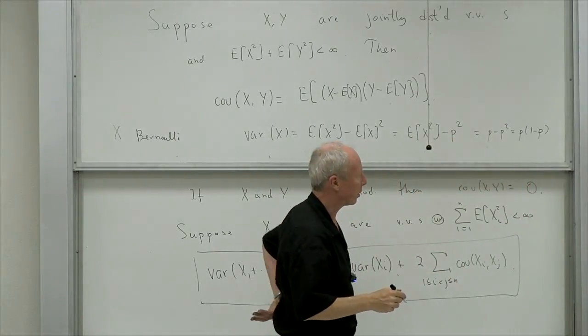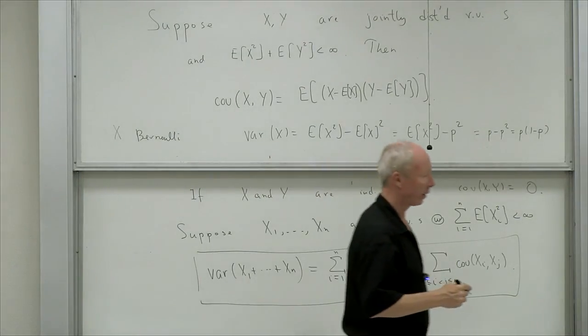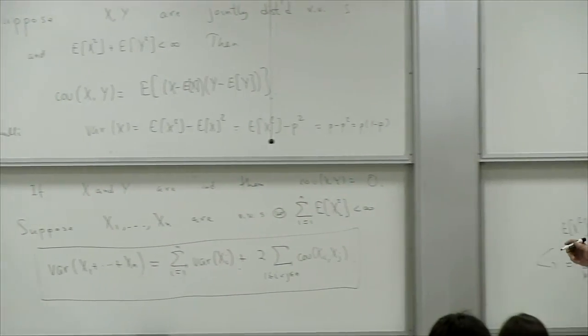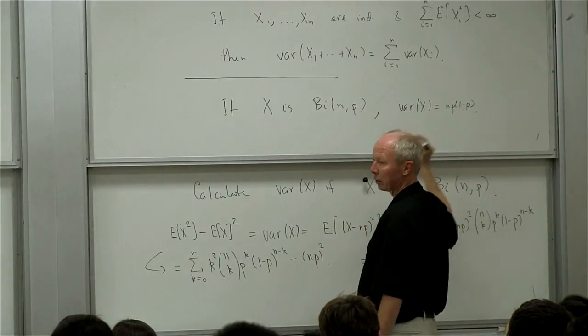What would be the variance of a sum of n independent Bernoullis? Sum of variances. And how many do you add up? n of them. So n p times 1 minus p. Okay.